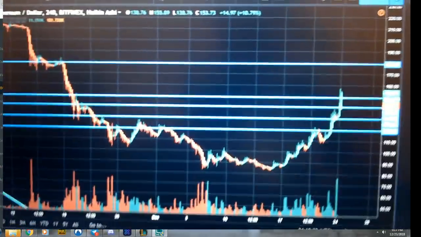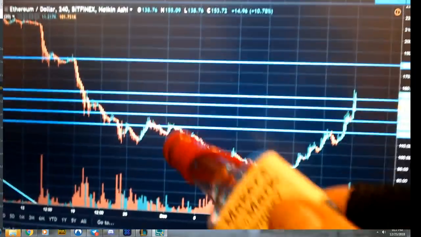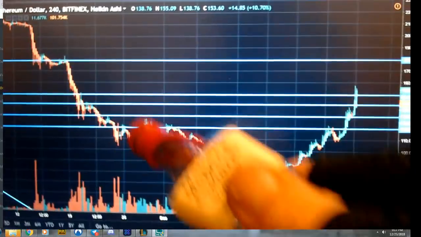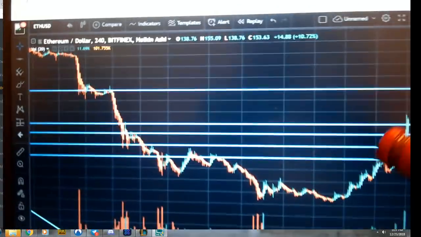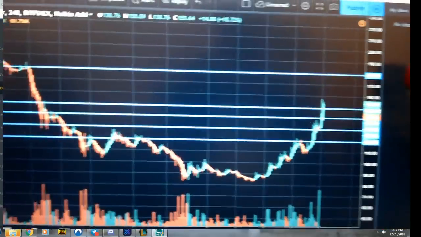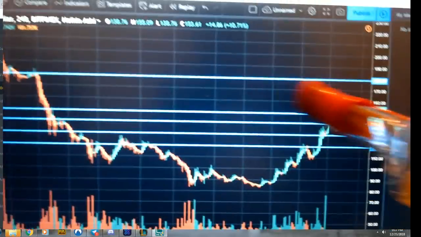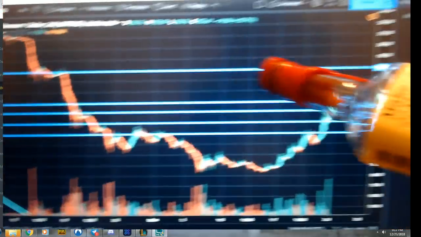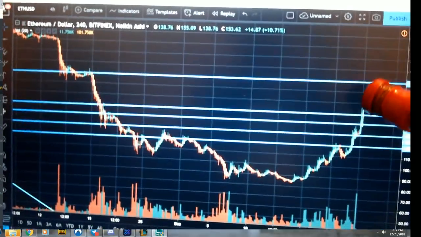Now, if we look at ETH last time, we were talking about how we were breaking through all these levels. There was no support over here, so there's no resistance over here. The next thing we've got coming is this line right here, which is $180 ETH. If you're on a different exchange, it could be 170, 175, depending on the exchange that you're on. And so this is where I'd look to have some resistance.